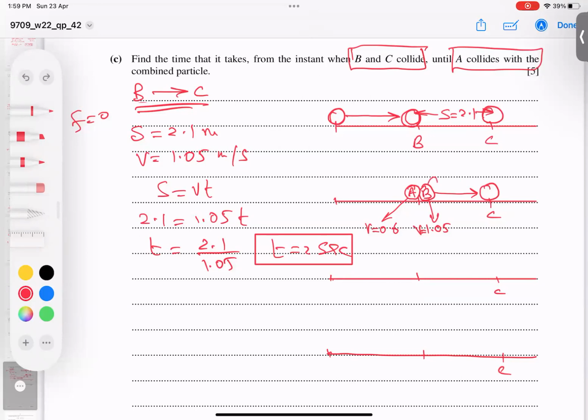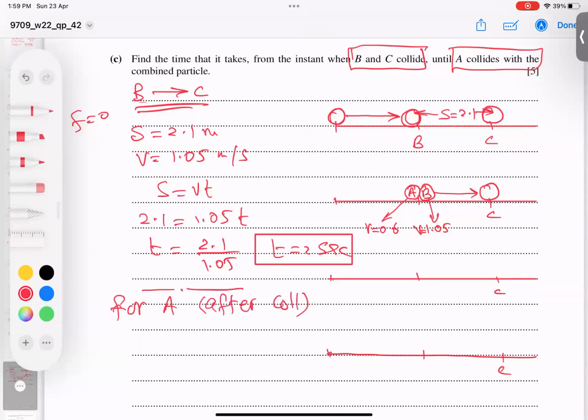Reason: when B travels to reach C in 2 seconds, A will also move in that time, 2 seconds. So I'm talking about how much distance is traveled by the A particle. For the A particle, how much it will move after collision.